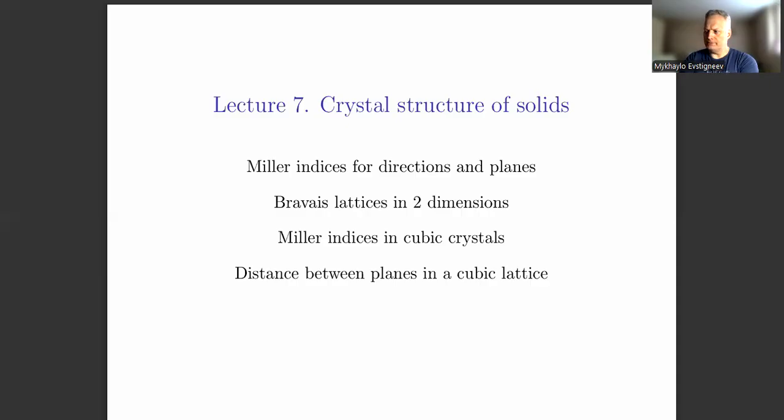I will say a few words about the arrangement of atoms in crystallographic planes, that is Bravais lattices in 2 dimensions. And then I will tell you what is so special about cubic lattices as compared to other Bravais systems. So let's go.